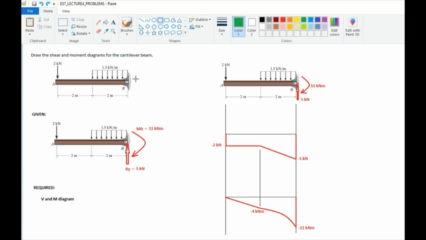Okay. So, first, you solve for the reaction. So, hindi ko na sinulat yung reaction along x kasi 0 naman yan. And hindi ko na rin pinakita yung step by step kung paano kunin si By and si Mb. Okay? Practicing nyo na lang yan. So, there, you should get yung vertical reaction to be 5 kilonewtons and yung moment to be 11 kilonewton meter clockwise.